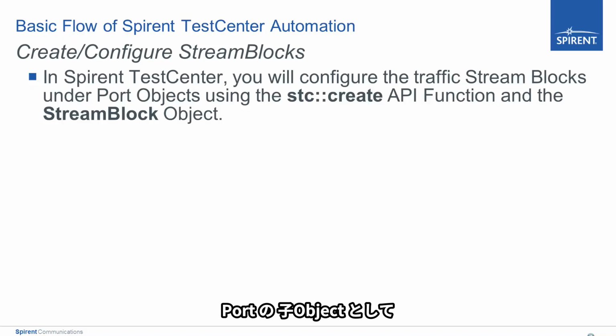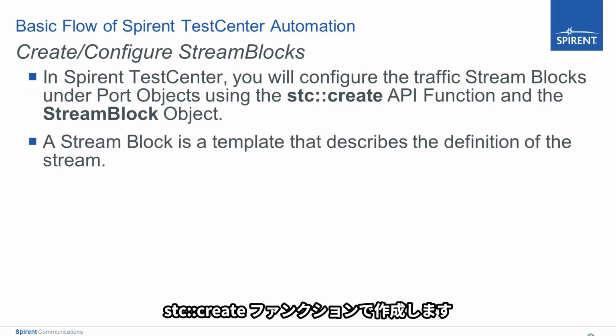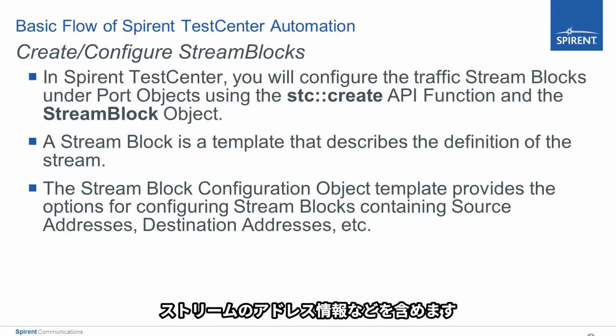Moving down the object hierarchy, now you will configure the traffic stream blocks under the port objects using the stc::create API function and the StreamBlock object. A stream block is a template that describes the definition of the stream. The stream block configuration object template provides the options for configuring stream blocks containing different source IP and MAC addresses, destination MAC and IP addresses, etc. You are going to define the stream.